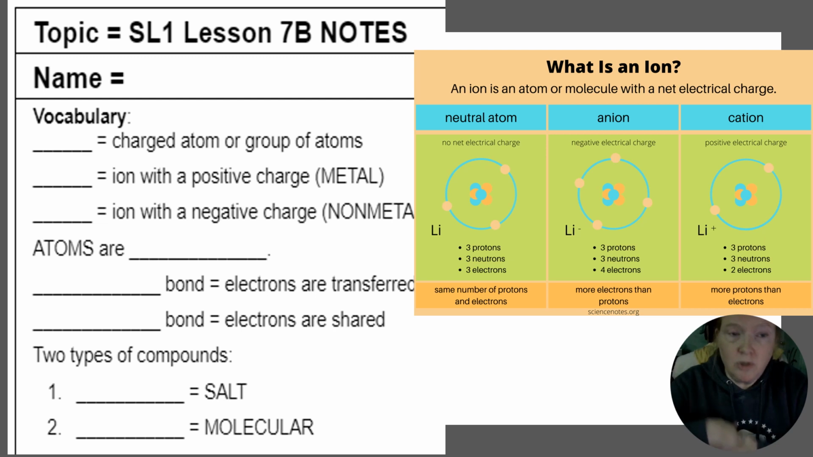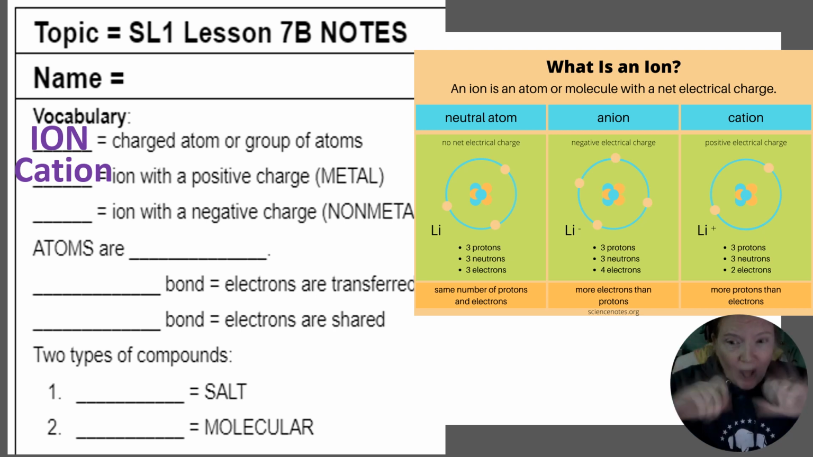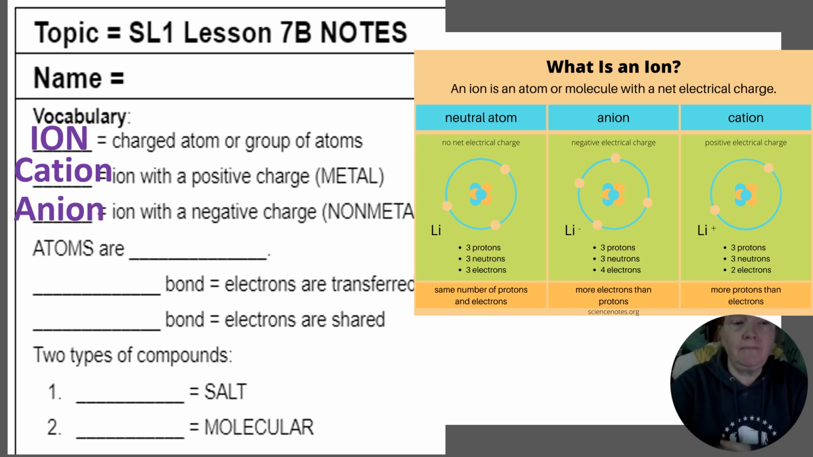So now looking at our note sheet. Let's go through some of the vocabulary that's going to be important moving forward. An ion is a charged atom or group of atoms. A cation, remember, cations are positive. So cations have a positive charge and cations are metals, okay? Anions are ions with a negative charge. So remember, a negative ion. And those are non-metals. Okay. Atoms, you should remember, are neutral.